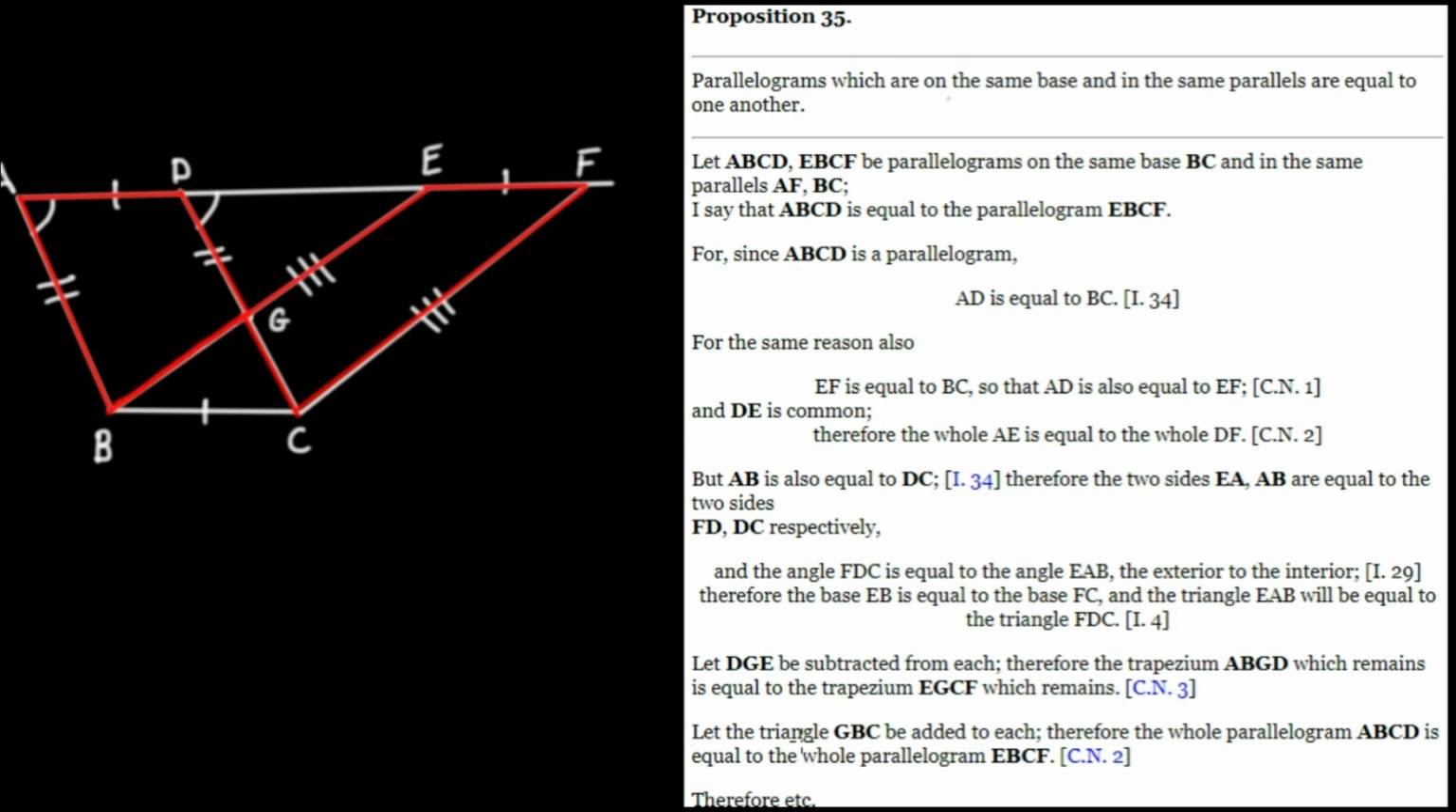Now he says, let the triangle GBC be added to each. So we're going to add in this triangle, GBC, to each of the two equal trapezia. And if we add in this triangle to the two equal trapezia, then notice that we just get the two original parallelograms, namely ABCD and EBCF. And equals added to equals will generate equals. Therefore, the parallelogram ABCD will be equal to EBCF.